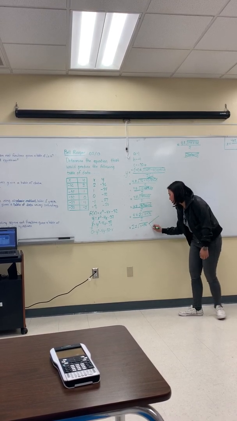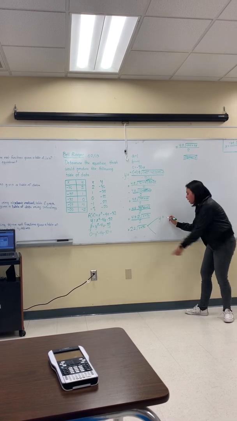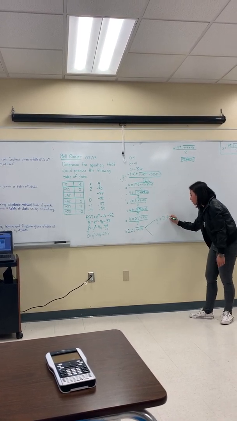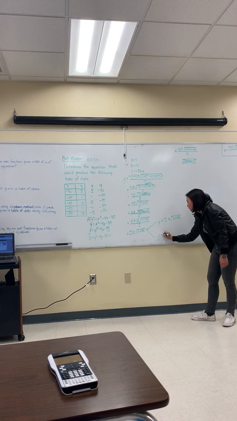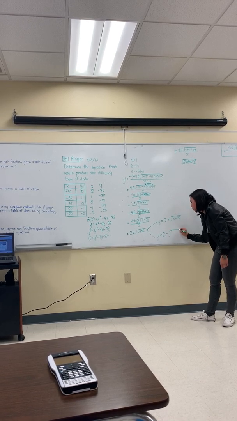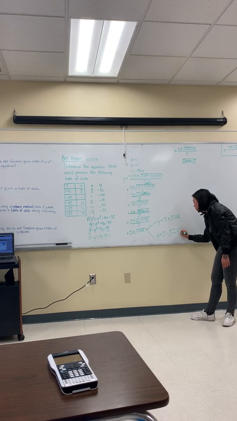Which will give us two answers. y is equal to 2 plus square root of x plus 36. And the other one is y is equal to 2 minus square root of x plus 36.